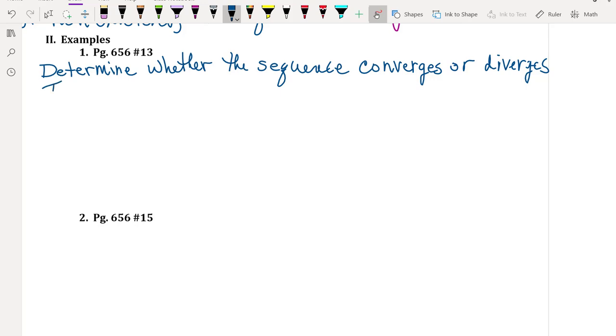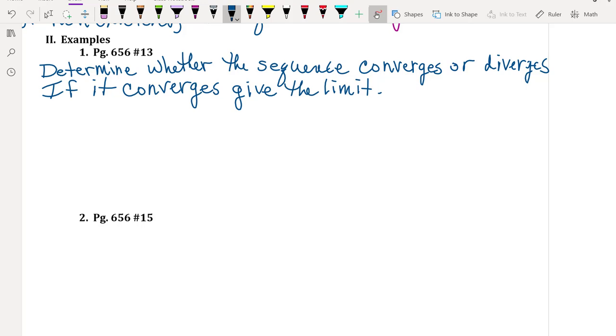And then if it converges, give the limit. And you can see we're going to be able to use some of the information that we've learned this year to help us determine the limit. Okay, so this sequence is defined this way. You have 1 over 1, and then you have 1 over 4, 1 over 9, 1 over 16, dot, dot, dot. So you have to come up with the explicit form for that.